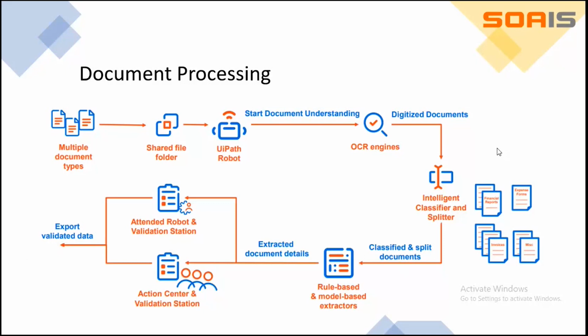The other one is Action Center. Basically, instead of you sitting in front of the machine until it comes to the validation station, what will happen is the robot will push every file that is to be validated into Action Center, where jobs are created in the Action Center for the verification purpose.